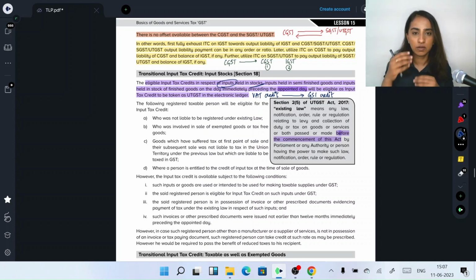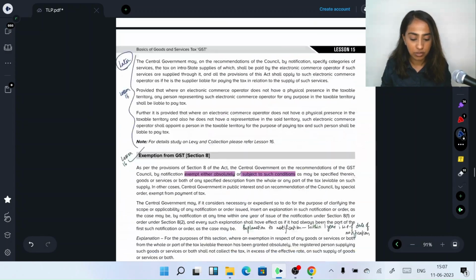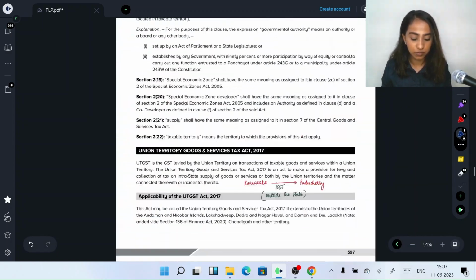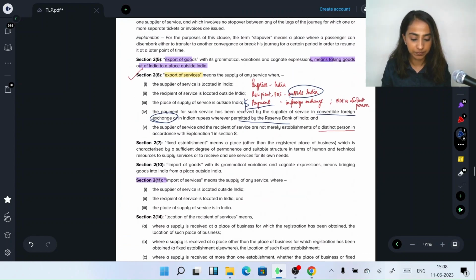Whatever goods are still getting ready for the sake of sale, semi-finished, or inputs held in stock of finished goods. It could be stock, semi-finished goods or finished goods on the day immediately preceding the appointed day. Appointed day is what? The day you're transitioning to GST. If you come to the definitions, I'll show you what is appointed day.